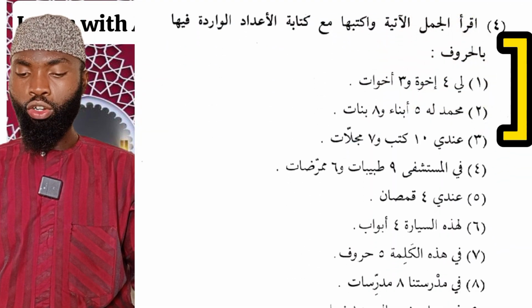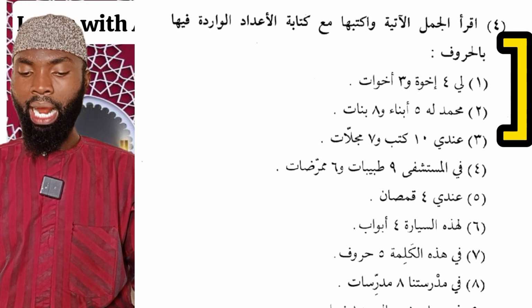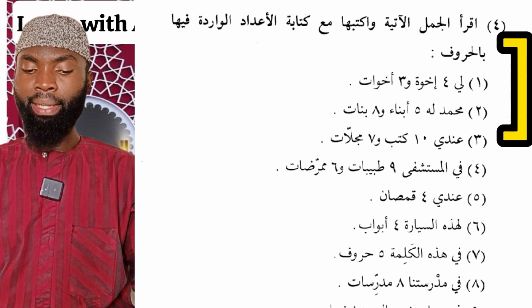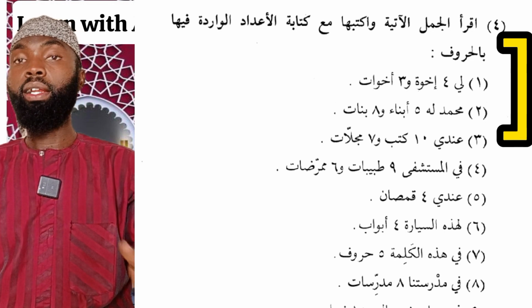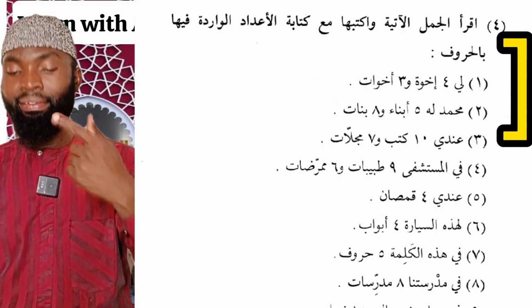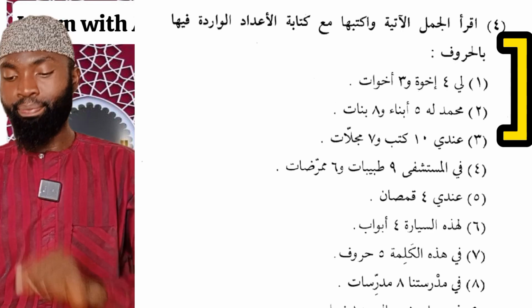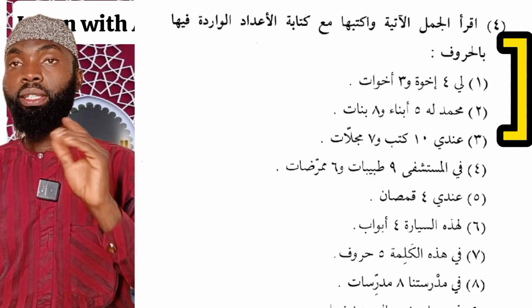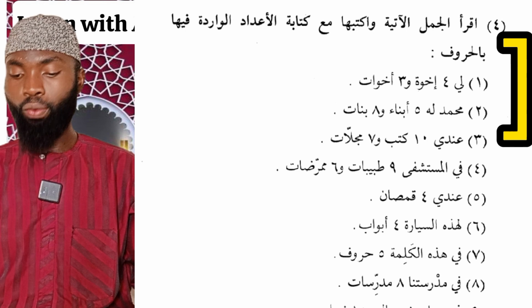Tamrin al-Arabic, exercise number 4. The instruction says iqra al-jumal al-atiya. Read the following sentences. Waktubaha, and rewrite it ma'a kitabat al-adad al-warida fiha bil-huruf. By writing, read the following sentences and rewrite it, making sure that you write the figures which are here in words. Here we have figures from 3 to 10. All these figures, we have to rewrite them in words now.